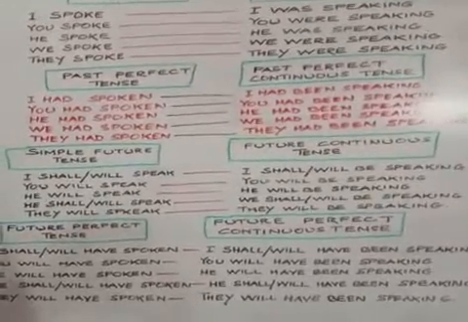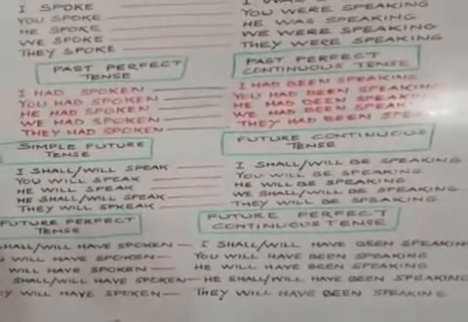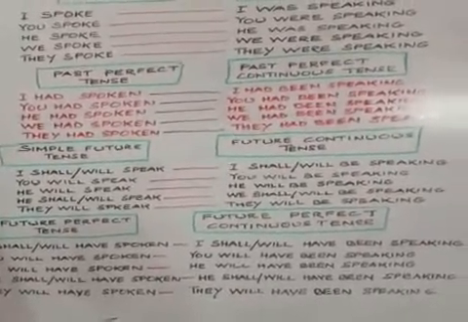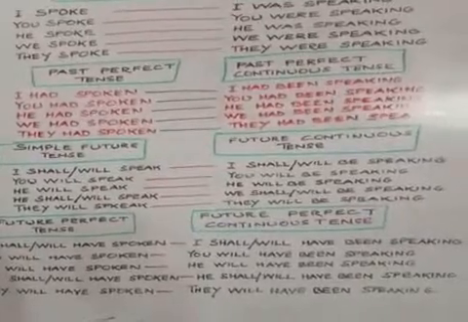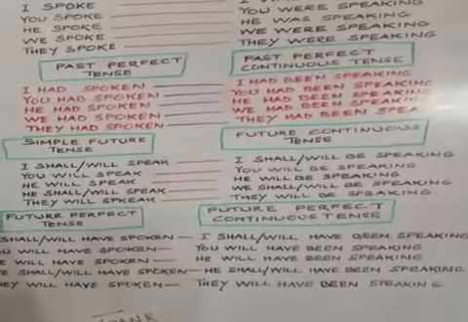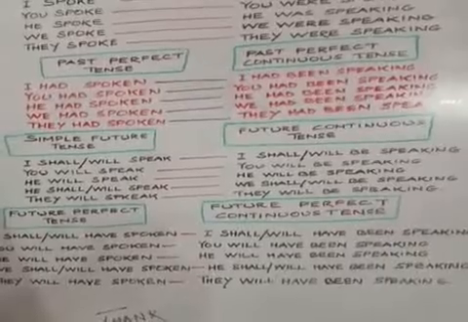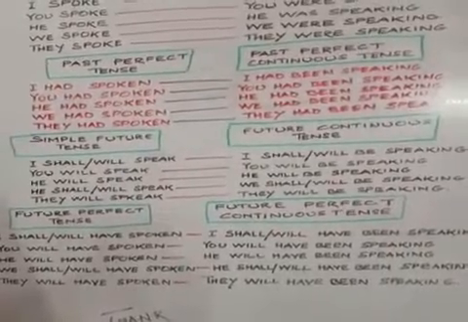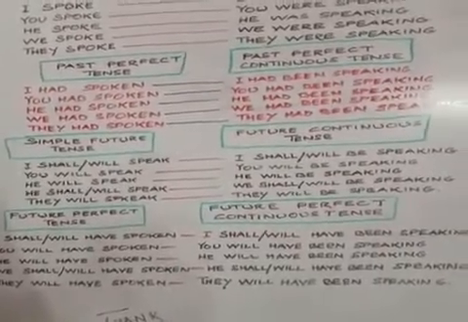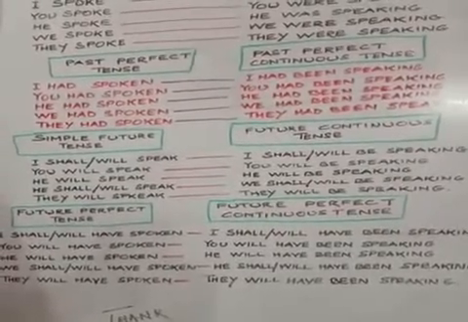Next we come to simple future tense and future continuous tense. So, simple future tense, I shall or will speak. Future continuous, I shall or will be speaking. You will speak, you will be speaking. He will speak, he will be speaking. We shall or will speak, we shall or will be speaking. They will speak, they will be speaking.